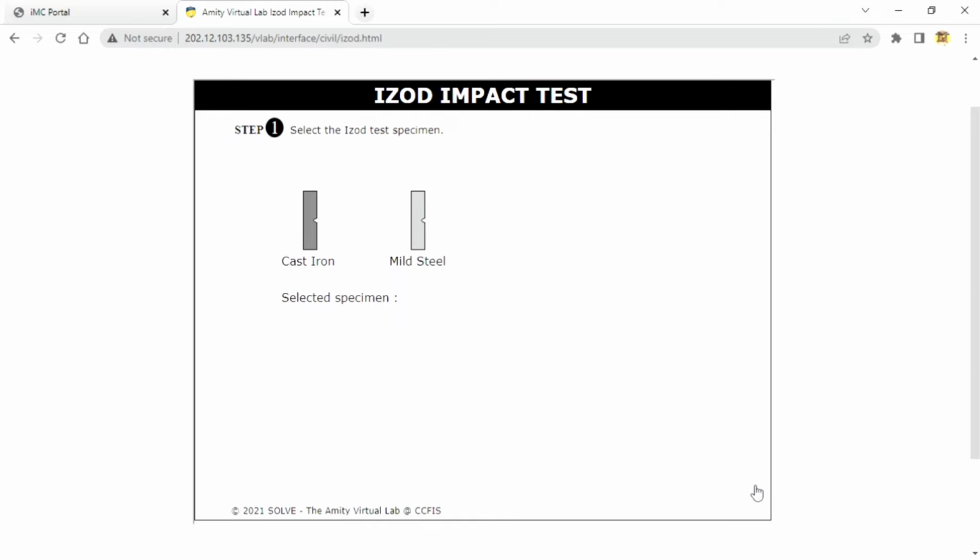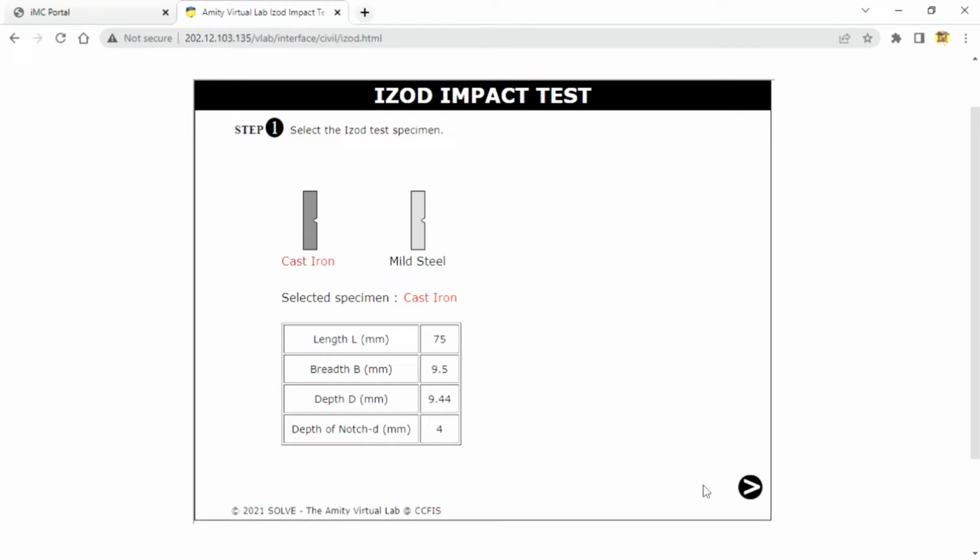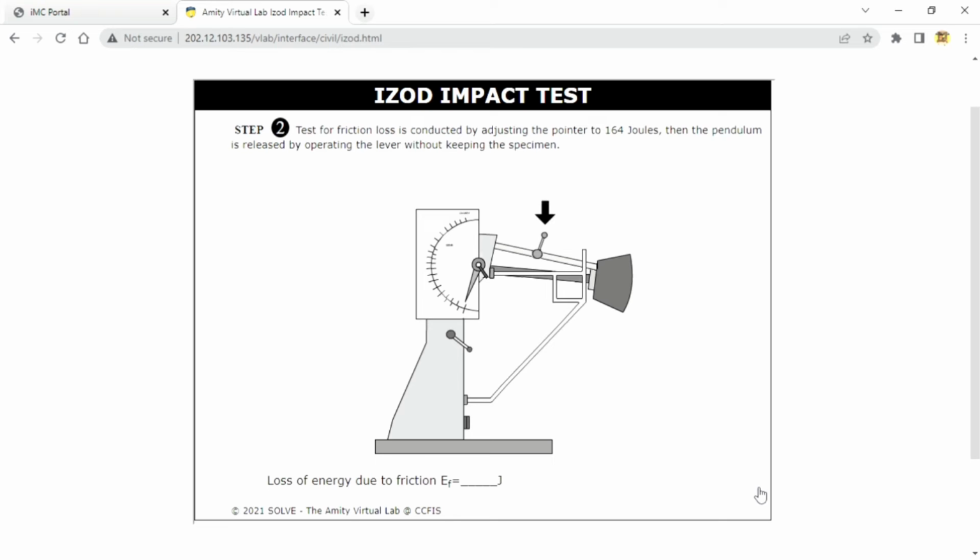Step 1. Select the Izod test specimen. We have selected cast iron. Step 2. The test for friction loss is conducted by adjusting the pointer to 164 joules. Then the pendulum is released by operating the lever without keeping the specimen. The loss of energy due to friction, EF, is equal to 2 joules.